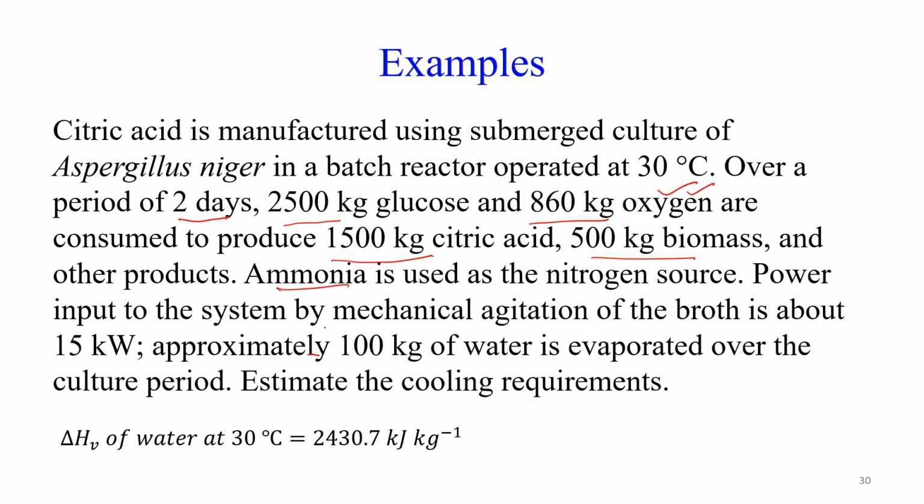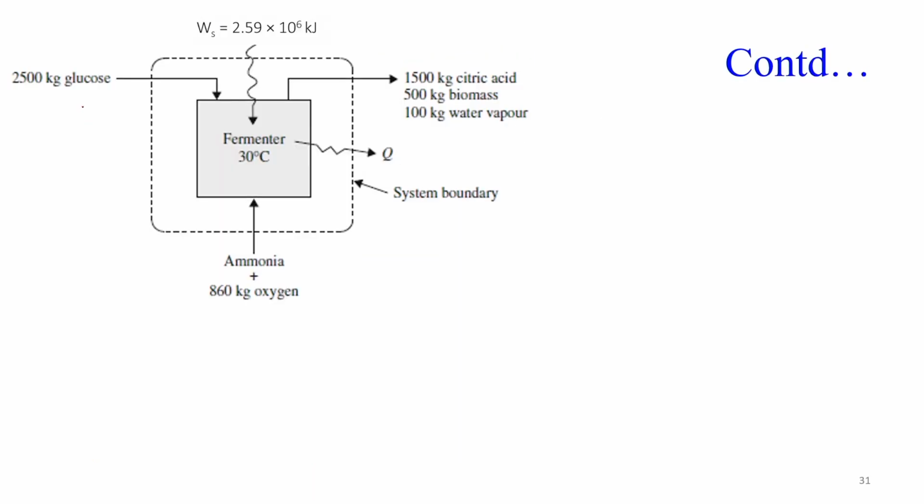Power input to the system by mechanical agitation to the broth is 15 kilowatt. So, there is a supply from this heat of mixing, and in addition there is a loss of water also, 100 kg of water is evaporated, and now we have to estimate the cooling requirement. So, latent heat change for water at 30 degrees is already given here, 2430.7 kilojoule per kg. So, what you have to do, first draw the flow diagram.